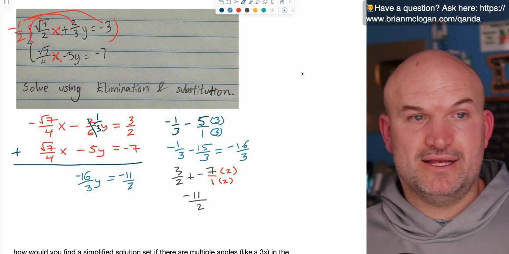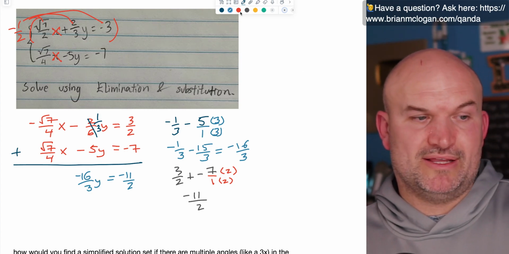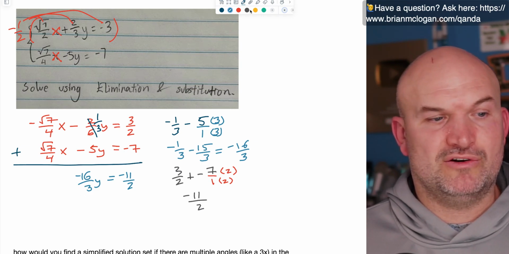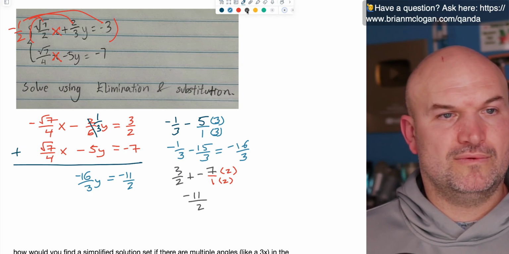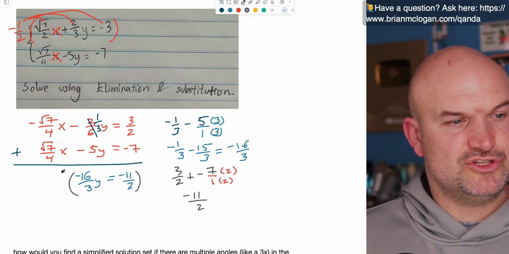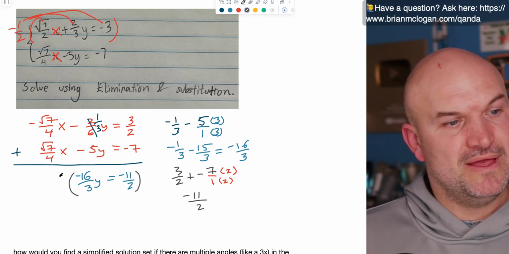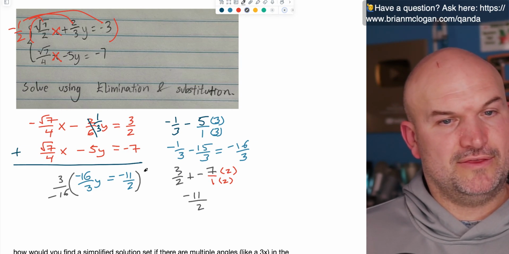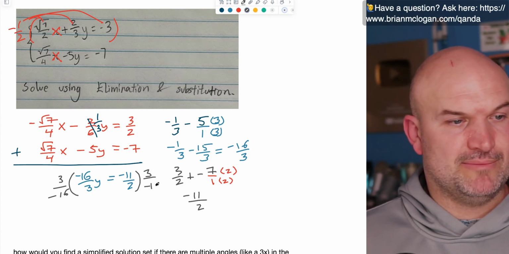Okay, now to solve for y, all I simply need to do is multiply by the reciprocal, right? If you want to get rid of a fraction, you want to get it to 1, just multiply the fraction by your reciprocal. So I will multiply this by a 3 over negative 16, and a 3 over negative 16 on both sides.